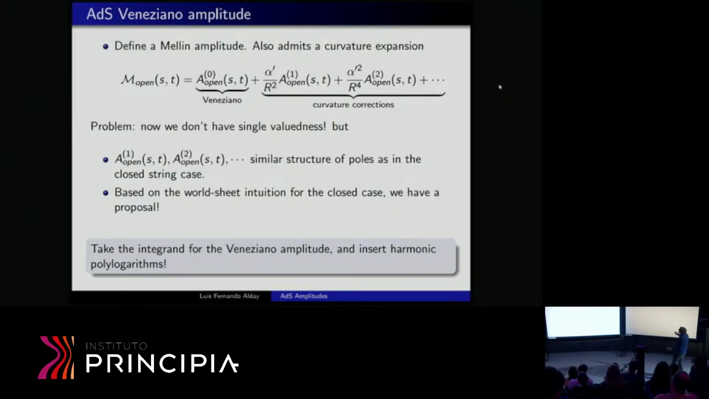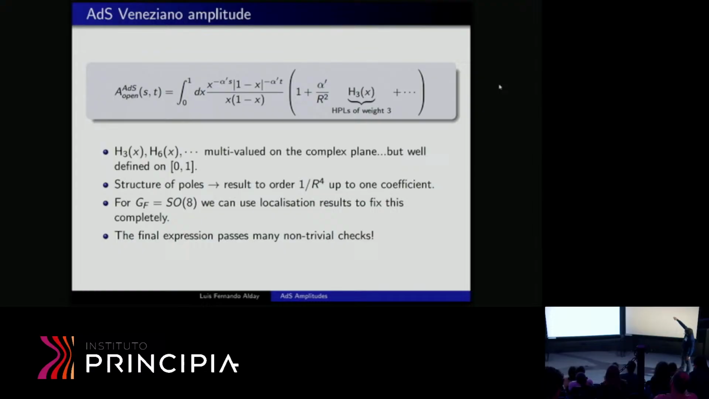And it turns out, I don't have time to explain it, but the structure of poles for these open string amplitudes, the curvature corrections to the open string amplitudes, is very similar to the case of closed strings. And then our proposal is that the open string amplitude in ADS is given by precisely the integrand of the Veneziano amplitude like this times the insertion of harmonic polylogs of weight 3, 6, and so on.